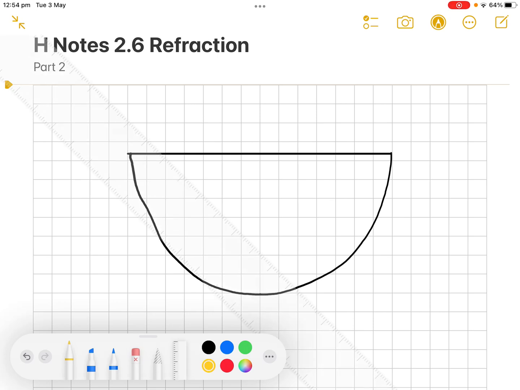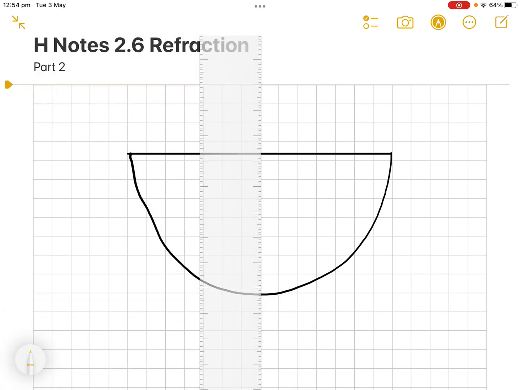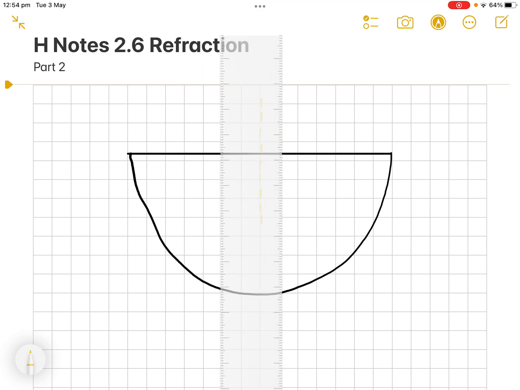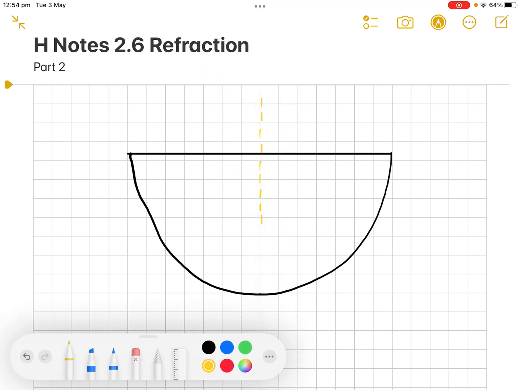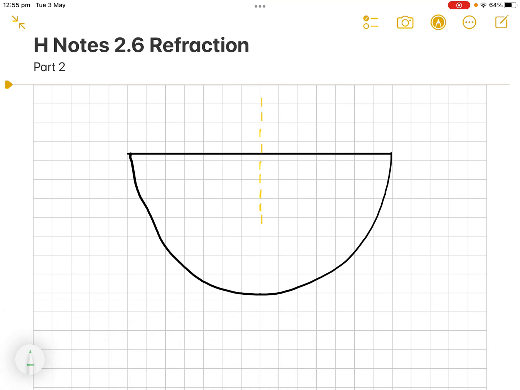And let's draw in a normal. This normal is going to go through the very centre of the flat side. So obviously we have air out here, and we have glass inside the block.